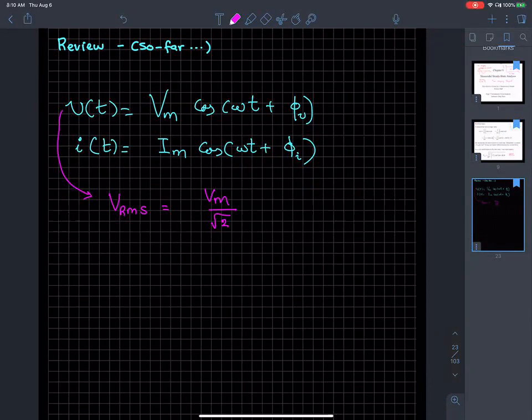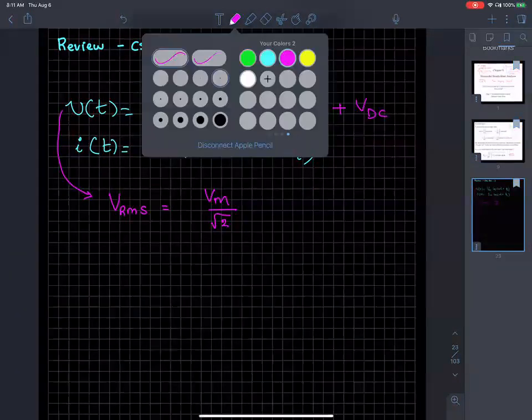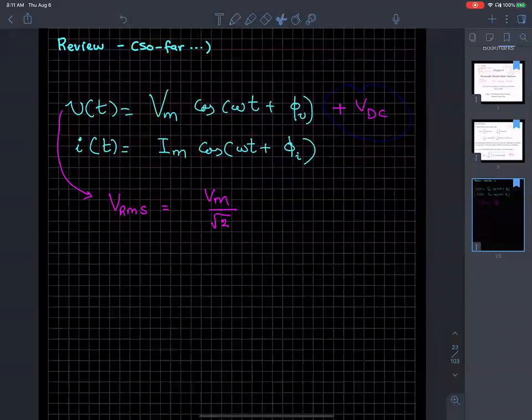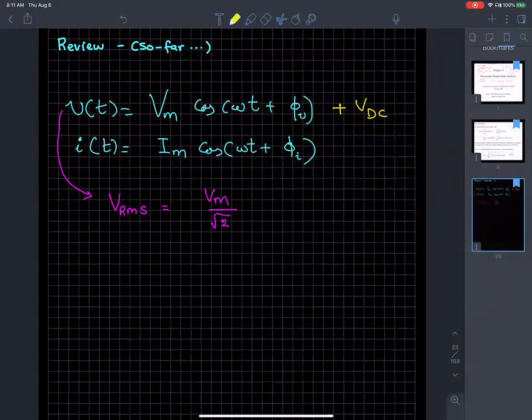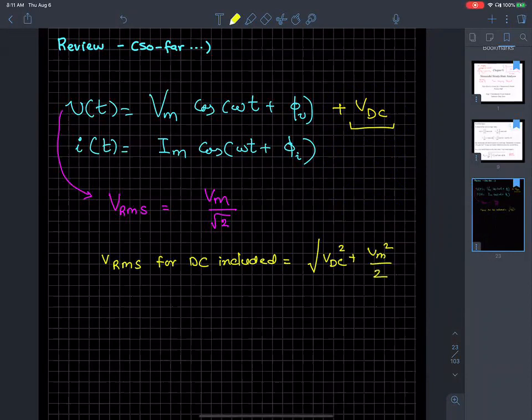If there was a DC voltage, so if you had a wave that had plus VDC about it, then Vrms for a wave, if the DC value is included, will be the square root of VDC squared plus Vm squared over 2. Okay, so much we know.